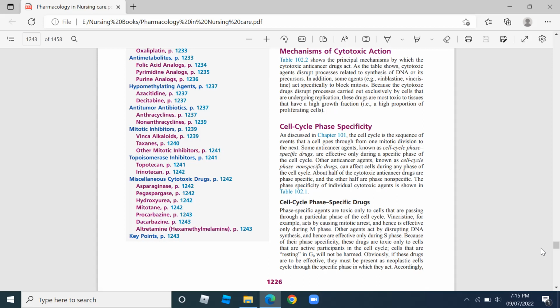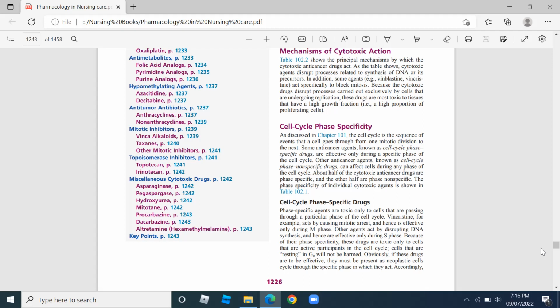Now we come to the cell cycle phase specificity. The cell cycle is the sequence of events that a cell goes through from one mitotic division to the next division. Some anti-cancer agents are known as cell cycle phase specific drugs. It is very important that you know which drugs are phase specific and which are phase non-specific. For the phase specific ones, you must know which phase they act against: the G1 phase specific drugs, the S phase specific drugs, and the G2 and M phase specific drugs.